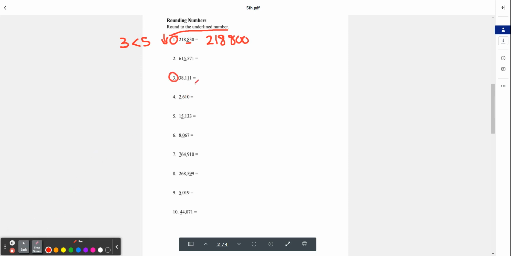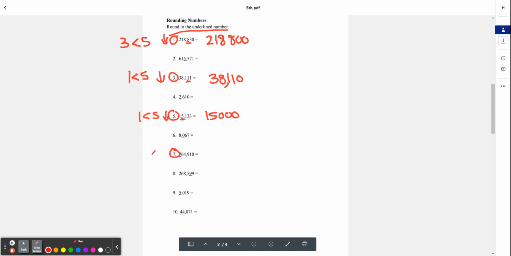Let's continue with 3. 1 is underlined. To the right, we have 1. And 1 is obviously less than 5. So we're going to round down. And we get 38,110 for our answer. 5. 5 is underlined. To the right, we have 1. And just like number 3, we know that 1 is less than 5. So we're going to round down. We have 15,000 as our answer.